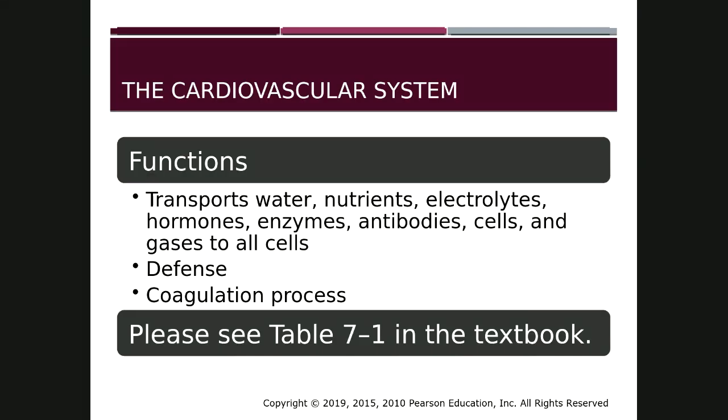So the cardiovascular system's function is to transport water, nutrients, electrolytes, hormones, enzymes, antibodies, cells, and gases to all the cells of the body. It also functions in defense and the coagulation process. Please review Table 7.1 in your textbook as it goes over the organ structures and primary functions of each.